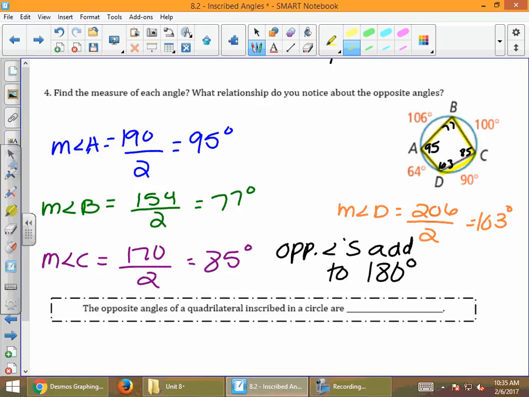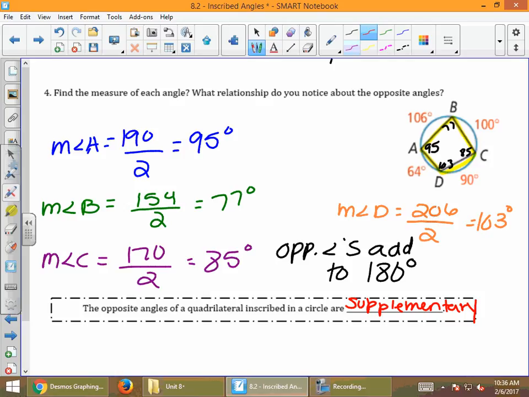You're in luck. This is true every single time. So whenever you have a scenario like this, you automatically know that the opposite angles are supplementary. And supplementary means add to 180. Any quadrilateral inscribed in a circle, the opposite angles add to 180 every single time. So instead of doing the same thing 4 times, you could have found A, and then did 180 minus 95. That gave you C. You could have found B, and then did 180 minus 77, and then D. That works out every single time.